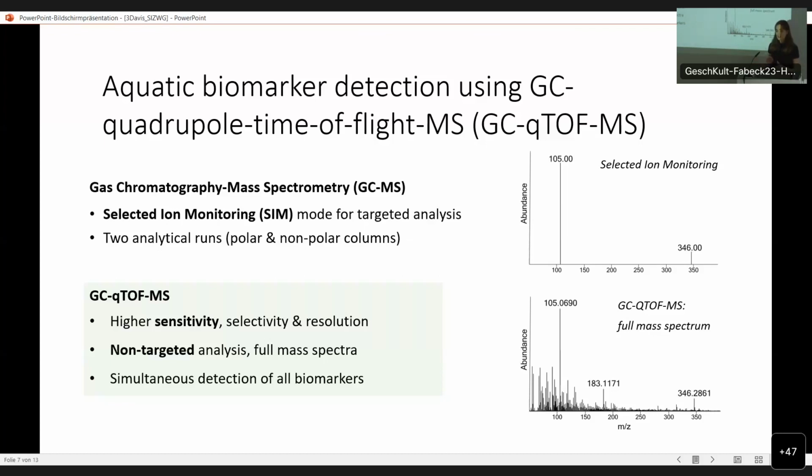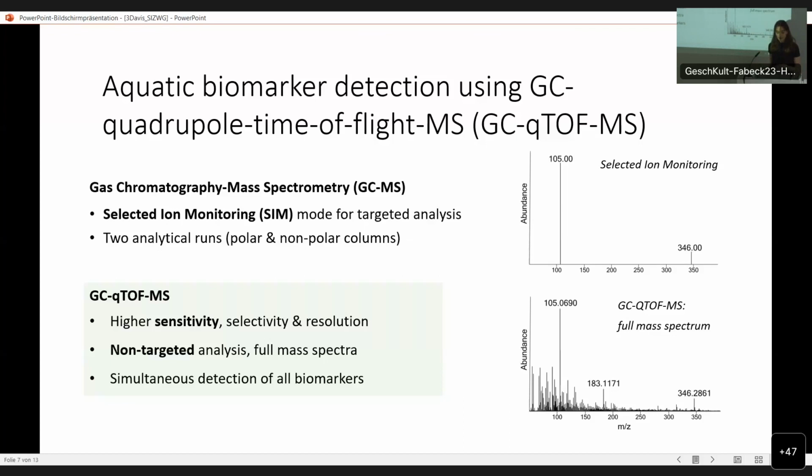So rather than just selecting those masses from the compounds that you're looking for, the instrument will scan for a whole range of masses, and then you can extract the data for the compounds that you want. So that means that you get a full mass spectrum like this, which is much better for identifying the presence of your compound than this.